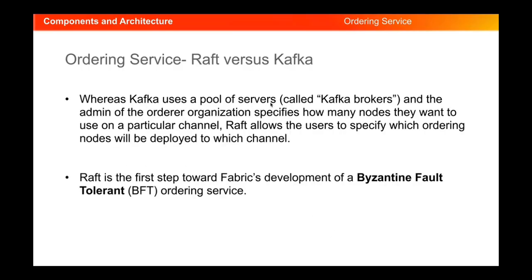Whereas Kafka uses pools of servers, which are also called Kafka brokers, and the admin of the orderer organization specifies how many nodes they want to use on a particular channel, Raft allows the user to specify which ordering nodes will be deployed to which channel. Raft is the first step towards Fabric deployment of a Byzantine fault tolerance ordering service. So we've learned about what Byzantine fault tolerance is before. Please visit those lectures if you are unclear about it. So Raft is the first step towards solving this problem.